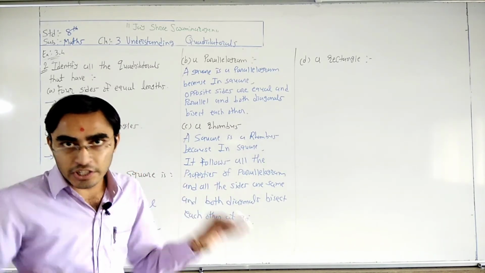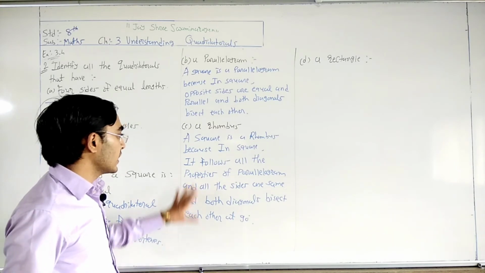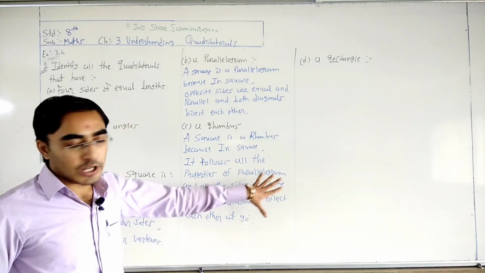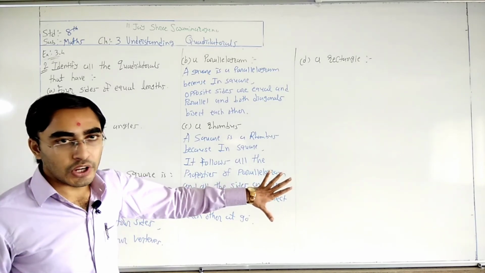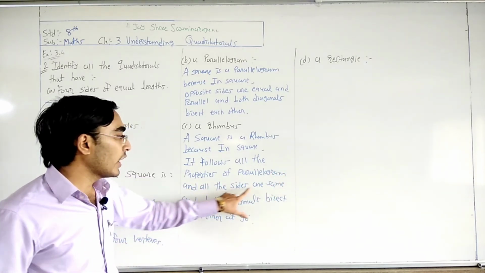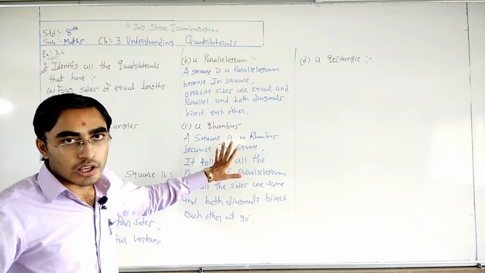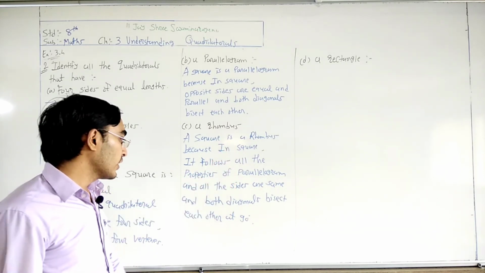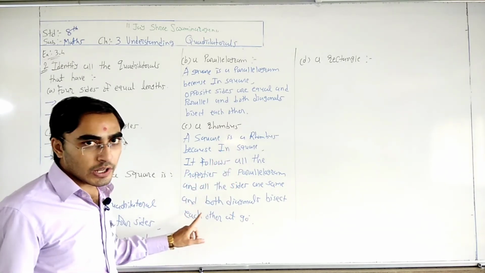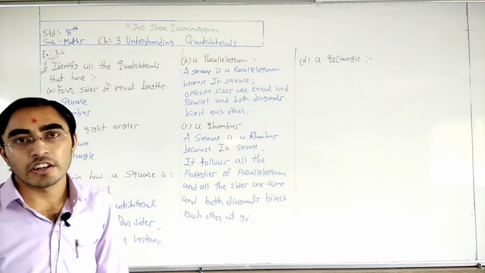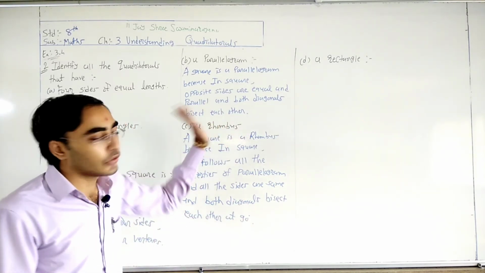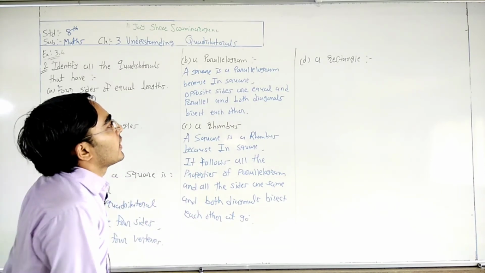First of all, both are types of parallelogram. So the first thing is, it follows all the properties of a parallelogram. After that, what is the required thing for a rhombus? All four sides are equal. So all the sides are the same in the square. Other thing, both diagonals bisect each other at 90 degrees. So a square also follows that property. That's why a square is a rhombus.